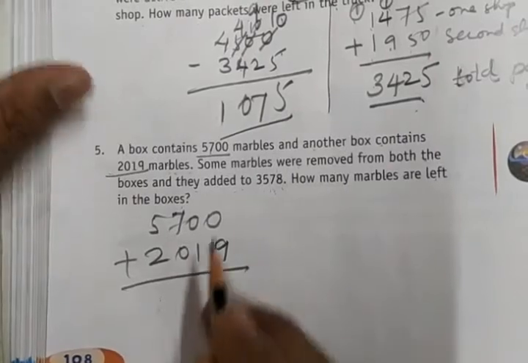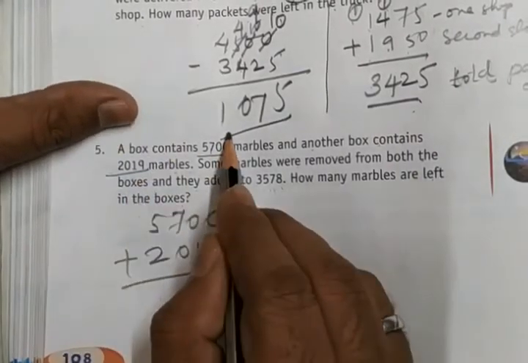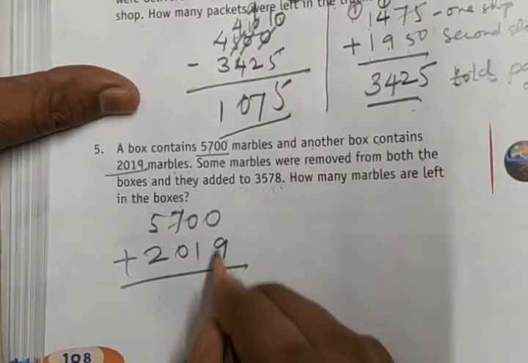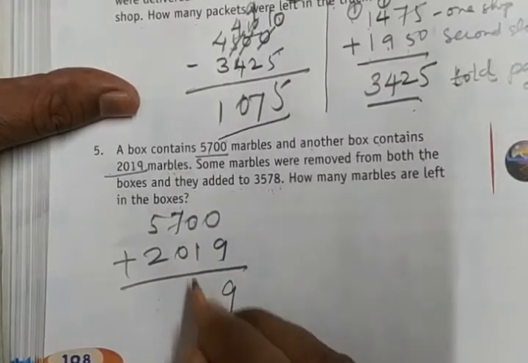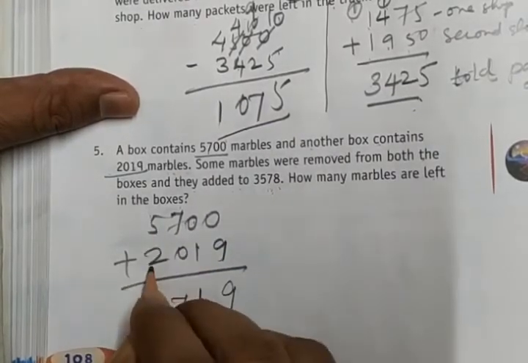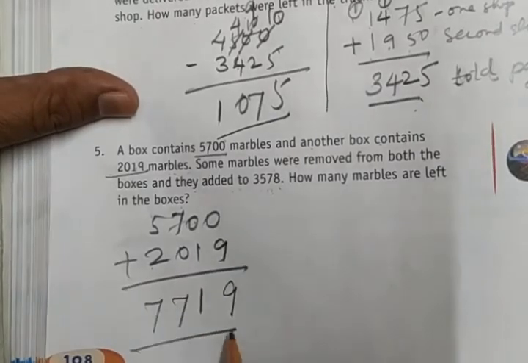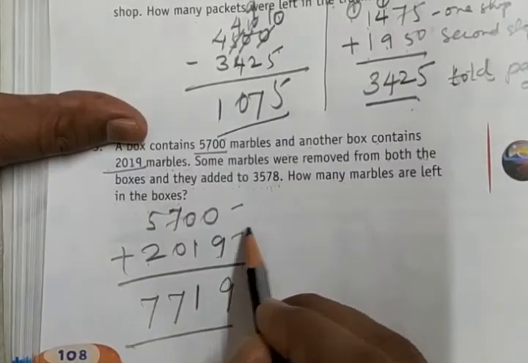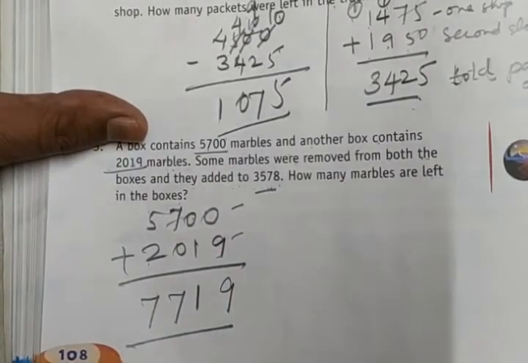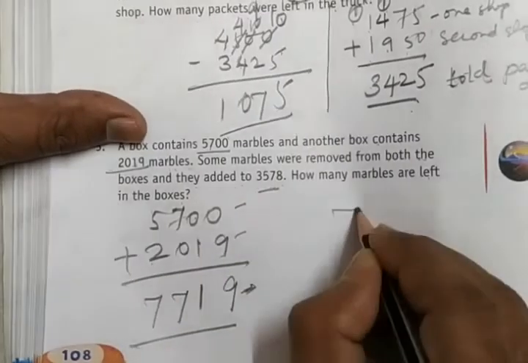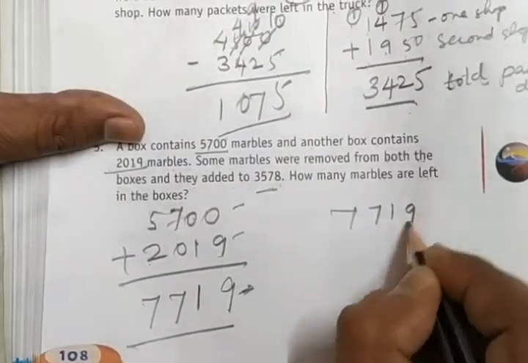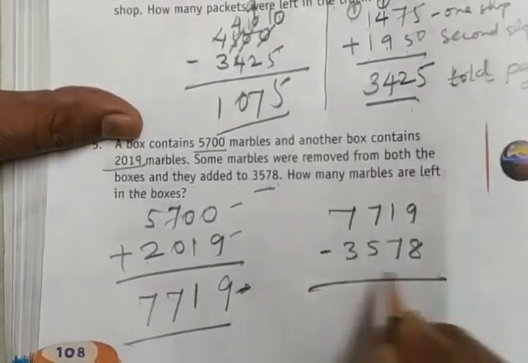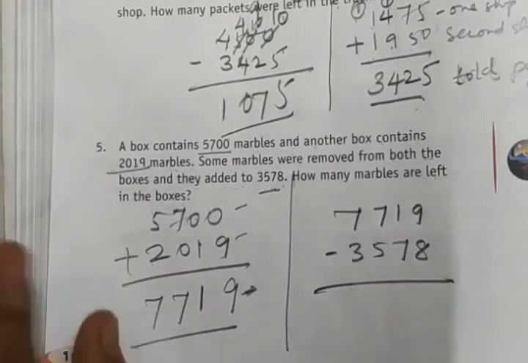These numbers of marbles were contained. So 0 plus 9 is 9, 0 plus 1 is 1, 7 plus 0 is 7, 5 plus 2 is 7. So 7719. Again, some marbles were removed from both the boxes. Total removed are 3578. Means 7719 minus 3578.